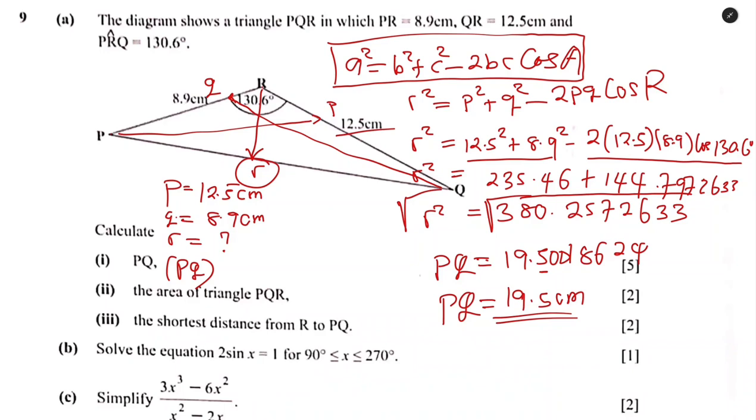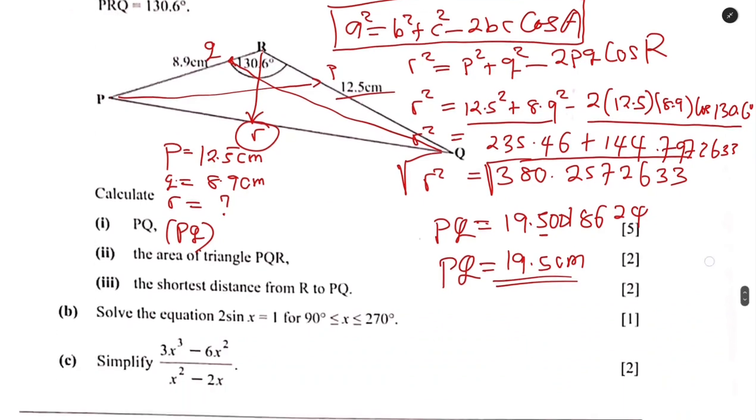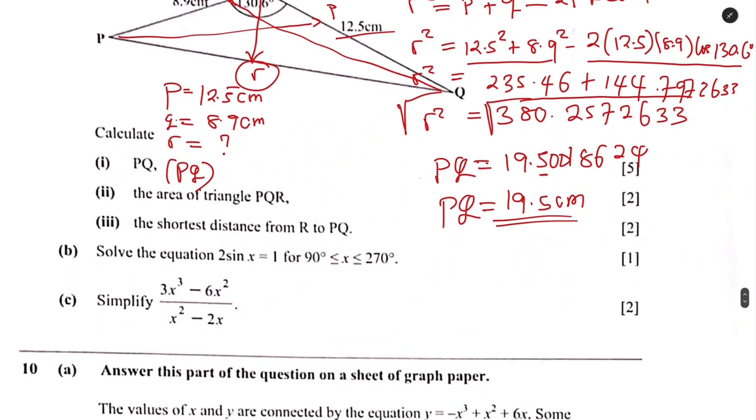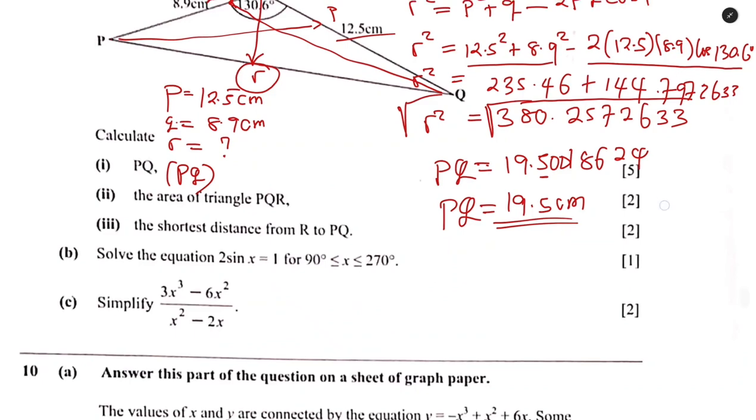5 marks for this. So you need to make sure that you show these steps, because each step earns you some marks. So don't leave out some spaces, or don't use the shortcut. That is 5 marks. Okay, now up to the second question, the area of the triangle PQR.